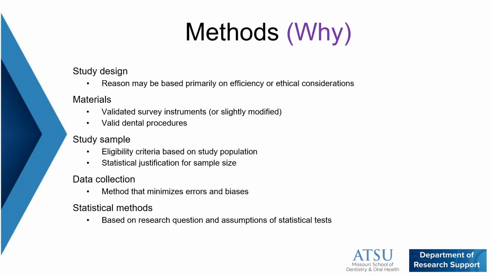For the study sample, eligibility is based on who you want and do not want to study. If you have any specific exclusion criteria, you should justify them. In general, your sample size will depend on what is feasible and, if applicable, on power analyses, which a statistician can assist with. For the data collection, overall, choose the method that minimizes errors and biases as much as possible.